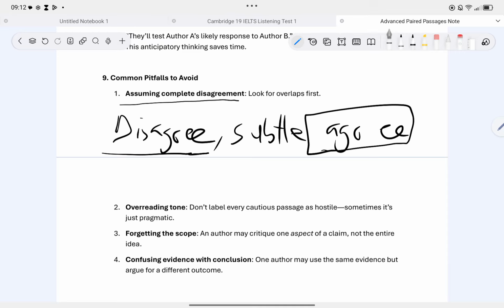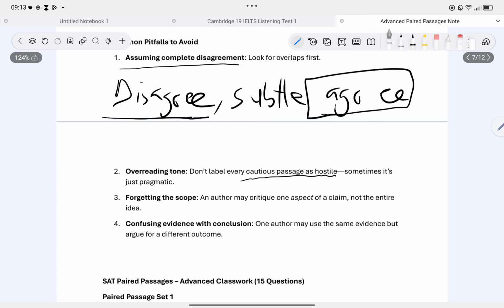Number 2, don't overread the tone. Don't label every cautious passage as hostile. Being cautious does not mean you're hostile. Like the example we saw, where one person was cautious about something being a solution, and the other one was more aggressive. So they were both cautious, but one was more hostile than the other. Number 3, don't forget the scope. An author may critique one aspect of a claim, not the entire idea. Number 4, confusing evidence with conclusion. One author may use the same evidence but argue for a different outcome. So it's possible both of them use the same evidence but have different claims in general.